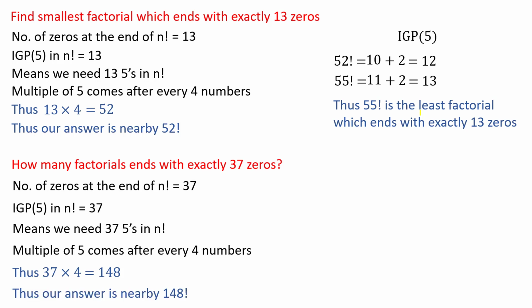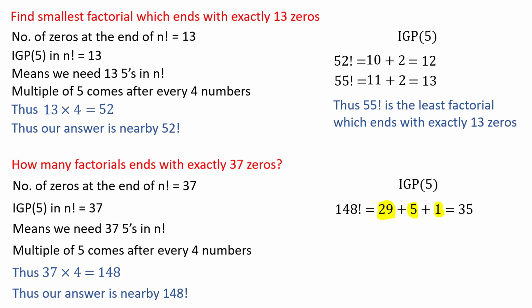Okay everyone. So let's check in 148 factorial, IGP of 5 is how much? If we divide 148 by 5, the quotient is 29. If we divide 29 by 5, the quotient is 5. If we divide 5 by 5, the quotient is 1. So sum of all these quotients is 35. But we want IGP of 5 to be 37. So we need 2 extra 5s.